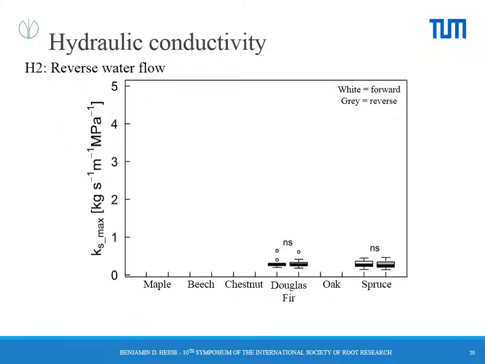If we now first focus on the conifers, you see again here on the left, the white box plots are for the forward flow, so the normal flow direction from the root tip to the stem, and the gray box plots would be the reverse direction. We actually see there's no big difference. They in general have very low conductivity, which is not very surprising for conifers.